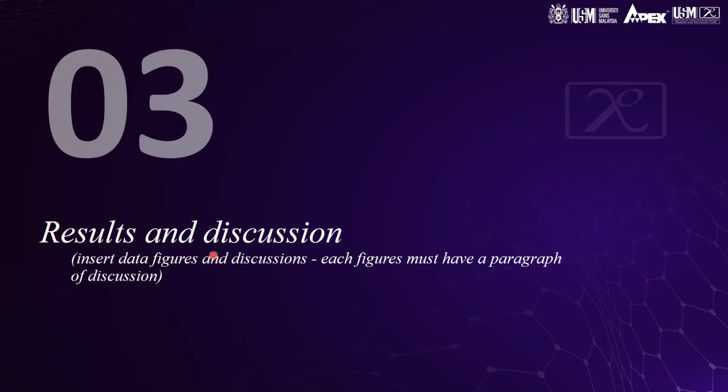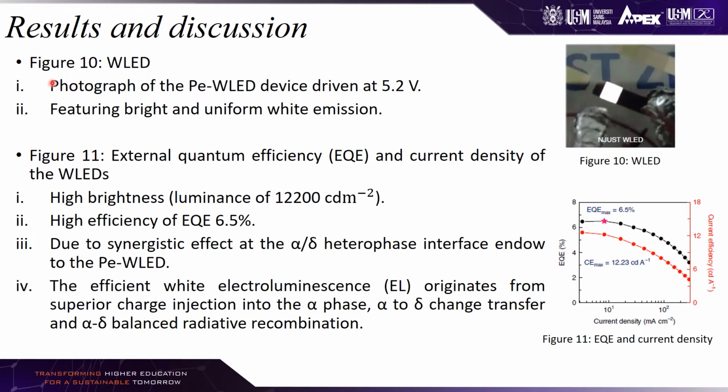Result and discussion for Journal 2. For figure 10, white LED, this is a figure we show with a white LED. The photograph of the perovskite white LED device driven at 5.2 volts featured a bright and uniform white emission.